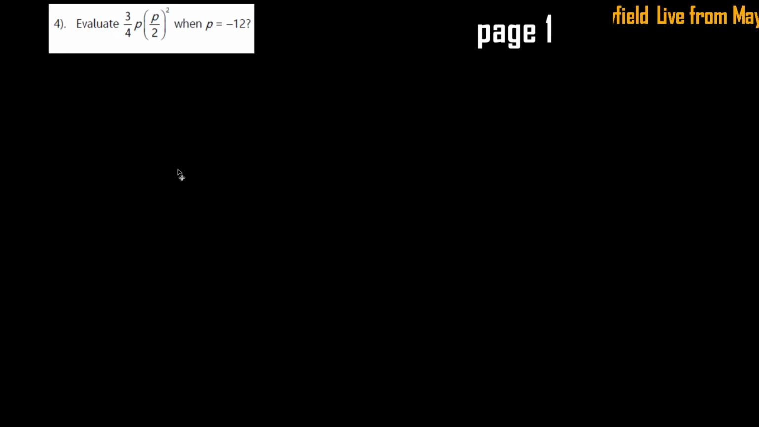Alright, last one I'll do on this page. It says evaluate, meaning plug in your values and then simplify. It says 3/4 times p, and then it has the quantity p divided by 2 to the second power, and it has when p is -12. So again, I plug in my values first. So I have -12 anywhere where I would have the variable p.